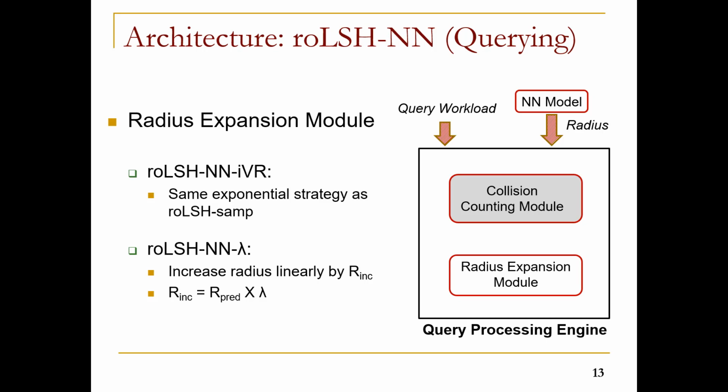In the case of underestimation, the radius expansion module can follow the same expansion pattern of roLSH-samp and exponentially increase the radius, which we call here roLSH-NN IVR. However, this strategy might still not be efficient enough when the predicted radius is very close to the actual radius. Therefore, we adopt another strategy where we increase the radius linearly by utilizing a parameter called lambda. We call this strategy roLSH-NN lambda, and next we will show that this design beats other state-of-the-art methods in the overall query processing time.